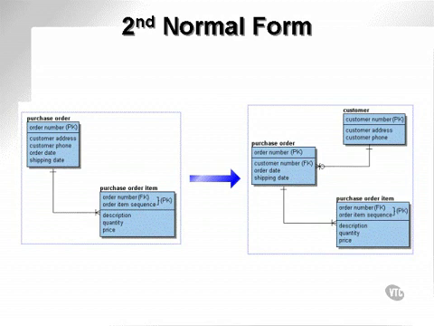Second normal form. I like to simplify second normal form in the following manner. On the left, we have the first normal form from the previous diagram. And on the right, we have the same entity structure with second normal form applied to it. Second normal form, in my eyes, removes static information from the purchase order table.